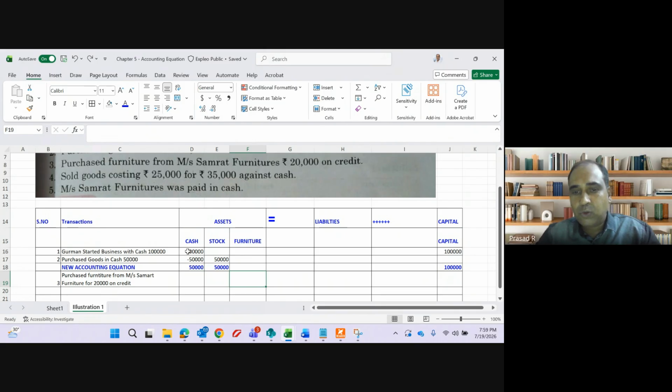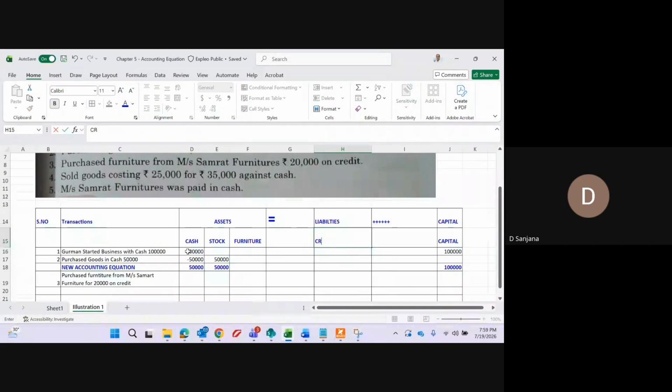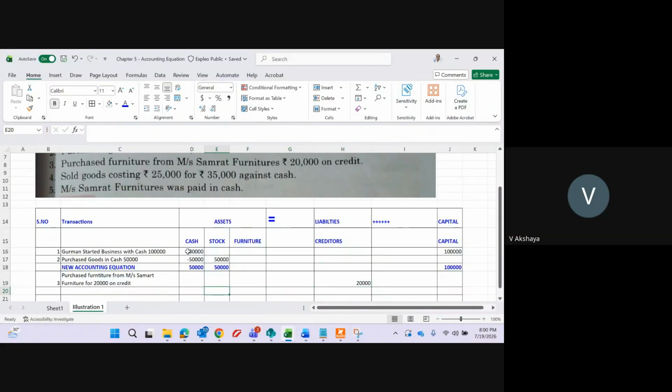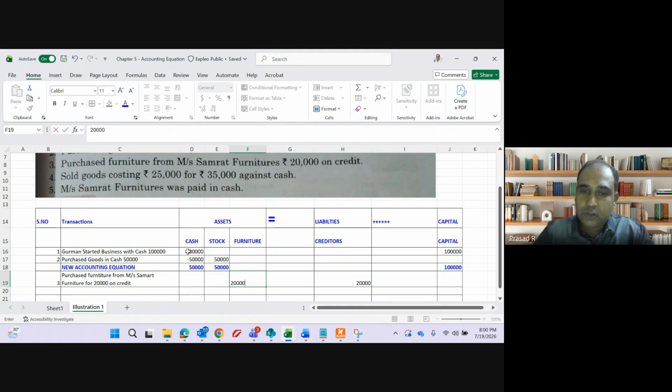This is only one impact. What is the second impact of this transaction? I have taken this 20,000 rupees of furniture on credit. On credit means Samrat will become my creditor. In future, I have to pay Samrat. How much do I have to pay? 20,000. And 20,000 of furniture will also come.